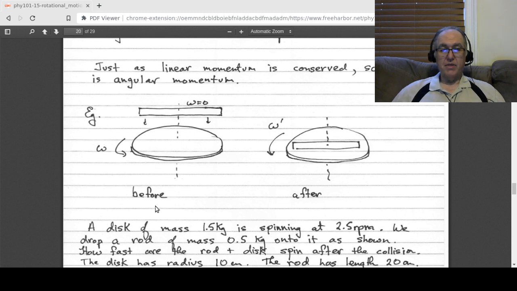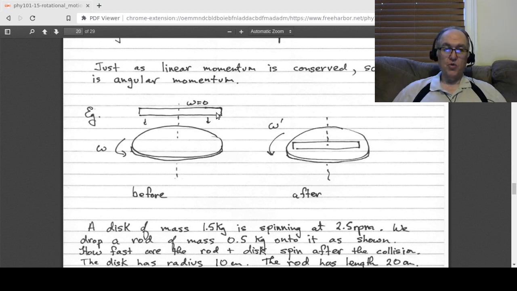So what we're going to have is a before and after picture. Remember, these are collisions. Momentum is useful for collisions. Now these are not going to be linear collisions like gliders colliding off of one another in an air track. These are going to be angular collisions. So we'll have things like a disk which is spinning, and I'm going to drop a rod on it, and the rod and the disk will stick together, and then they'll both be rotating together.